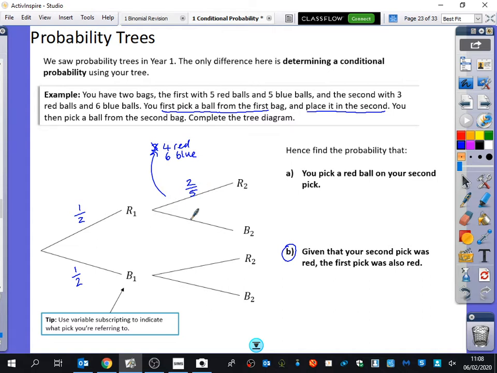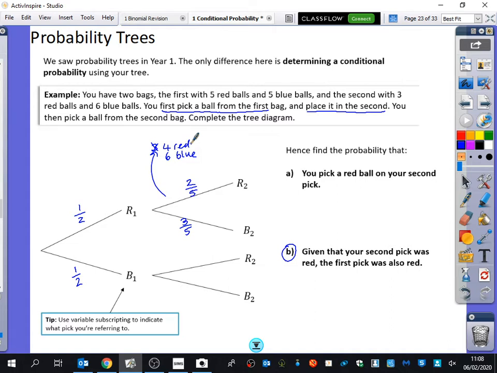Okay? So the probability of blue is 6 out of 10, which is 3 out of 5. Now, these are not going to be the same probabilities as on this bottom part here. Why will these not be the same probabilities? Yeah, because this one we've taken a blue ball from the first bag and we're putting it into the second bag. So for this one down here, we've taken blue and we're going to put it into this.